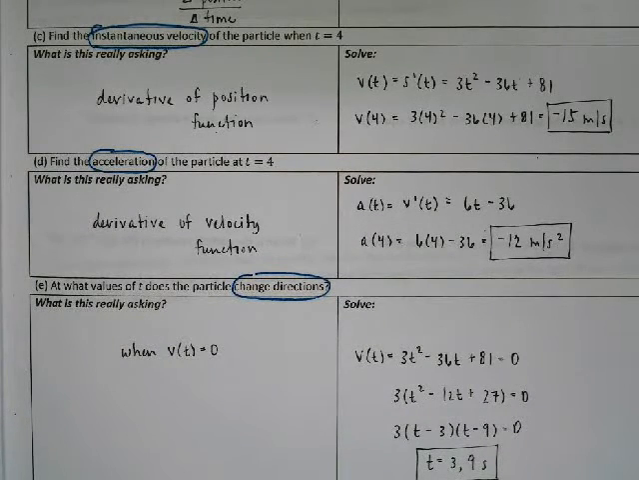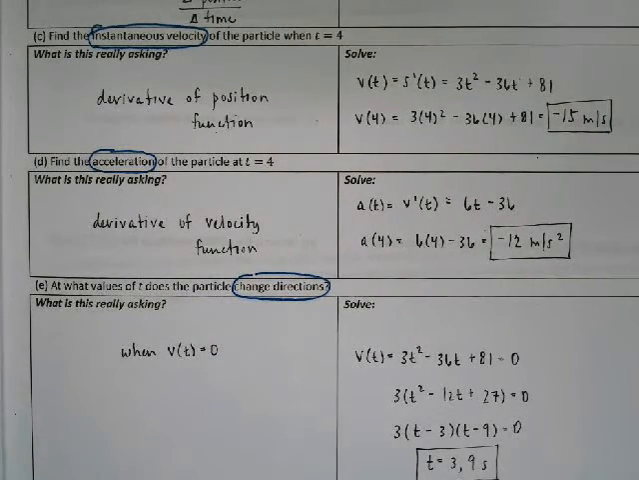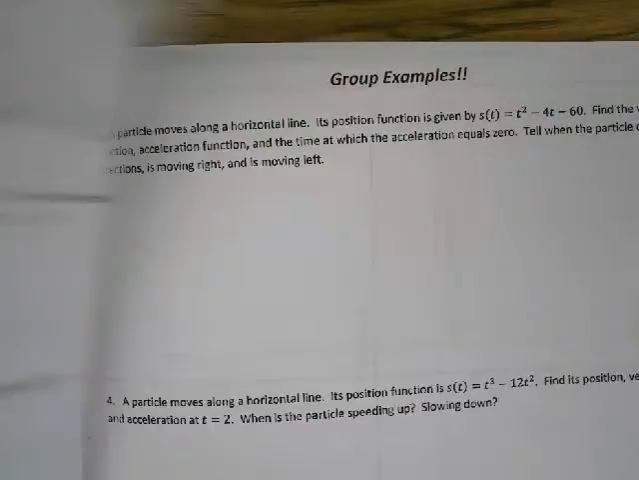Okay, so those are some basic things that we need to be able to compute relative to these particle motion problems. So on the next page, we're going to do the same thing. It's a little less scaffolded, so a little less prompting. And we're going to look a little more into not only when it is changing directions, but when it is going right and left, and when it is speeding up and slowing down. All right, so let's go ahead and turn the page and see what we got.